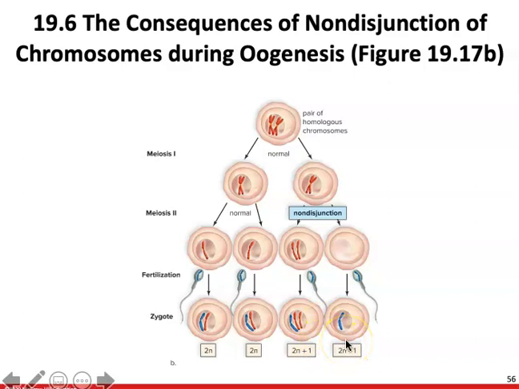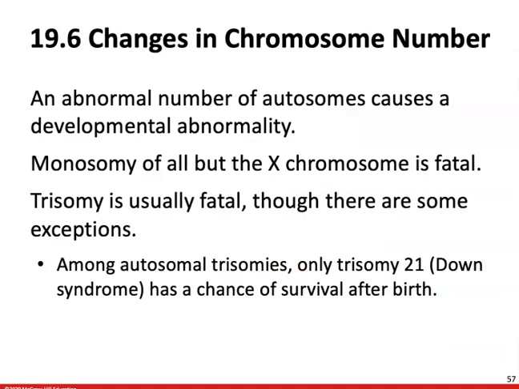So this is the consequences of nondisjunction. If we do not undergo that correct seatbelt check, if we make a mistake at the seatbelt check, we could end up with either too many or too few chromosomes in our final stages once we fertilize that egg cell. Now, there are a lot of potential consequences for this, so that's what we're going to spend the rest of this chapter looking at: what happens when we have changes in either chromosome number or chromosome structure.